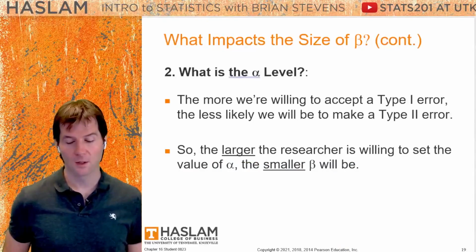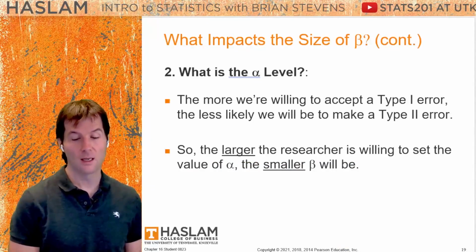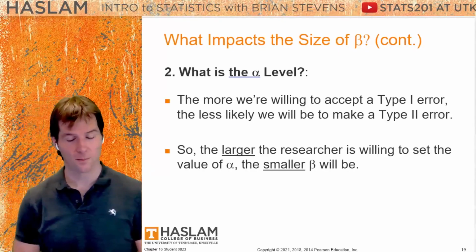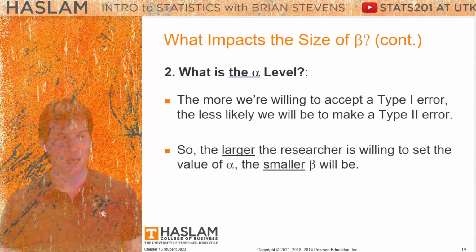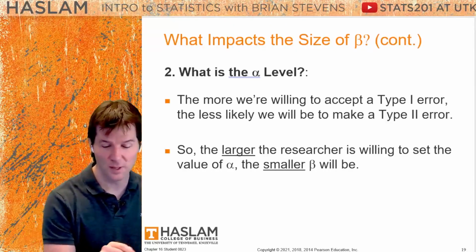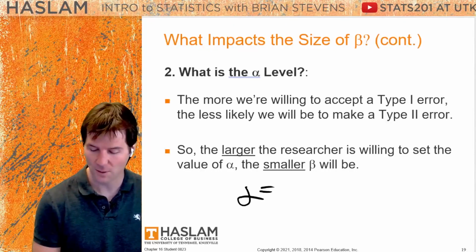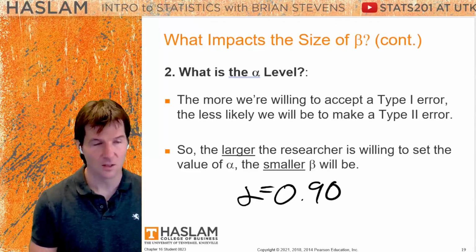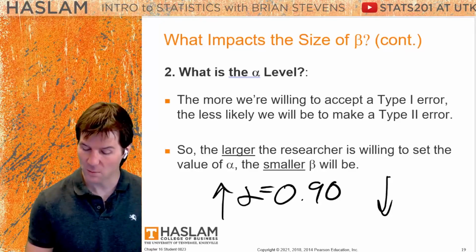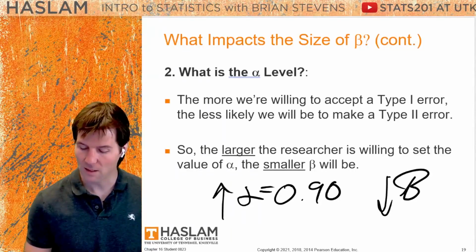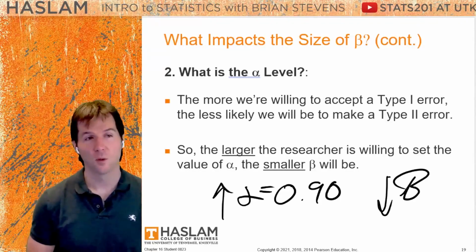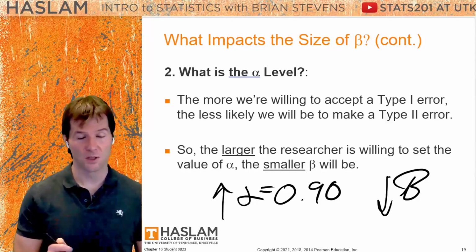Well, what about when it comes to the alpha level? Alpha is how much evidence you are looking for. So if you only want the tiniest bit of evidence, which would actually be a very high alpha level, you make it easier to reject the null. So when alpha is high, it decreases beta. Do remember that beta is not 1 minus alpha, but they are inversely related. So increasing alpha decreases beta.